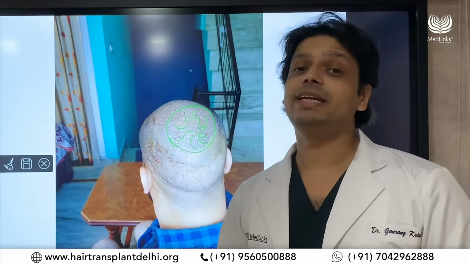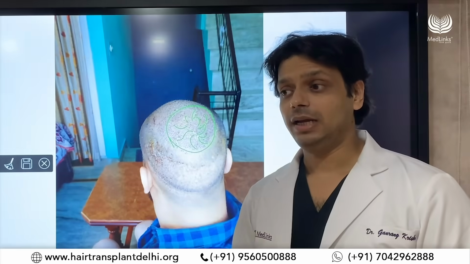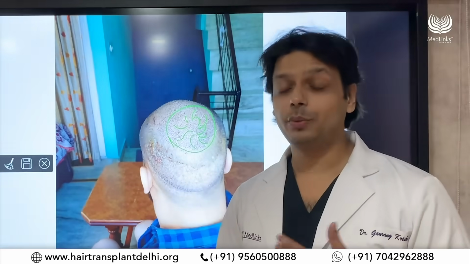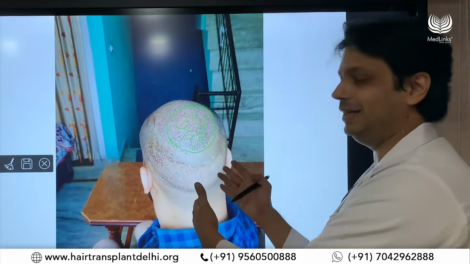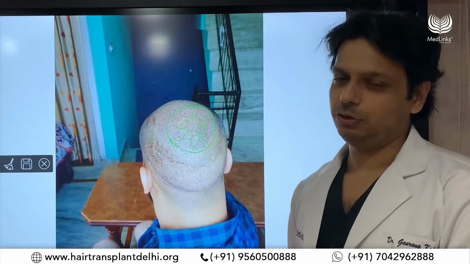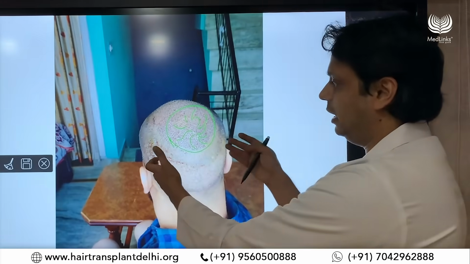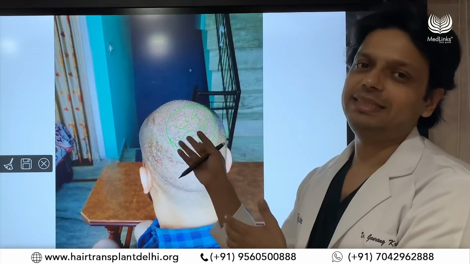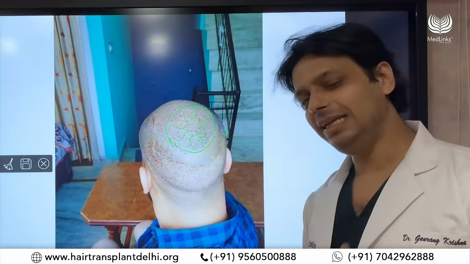A vertex is not very easy to do a transplant on. The results are slower. There is a see-through. Even after adequate implantation, there may be see-through. The reason being, first of all, the density is not as high as the front, and also these are the leftover hair. So the best hair are used in the front, and then beard hair and the hair coming from the sides, these hair are used on the vertex area. So always the results are slightly lesser than the front.